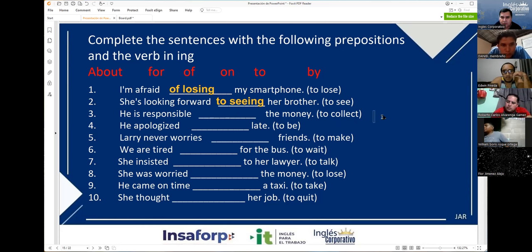Ya lo entendió. He is responsible, what? What do you say? He's responsible for. For. Is responsible for what? Collecting the money. He is responsible for collecting the money.